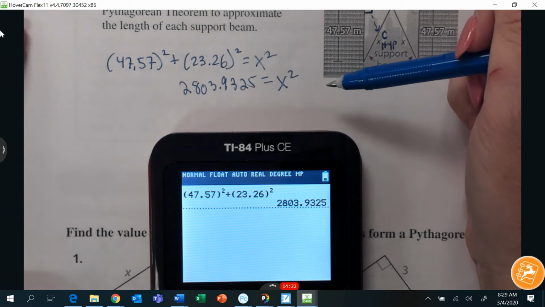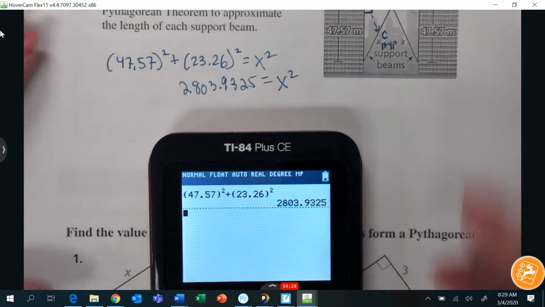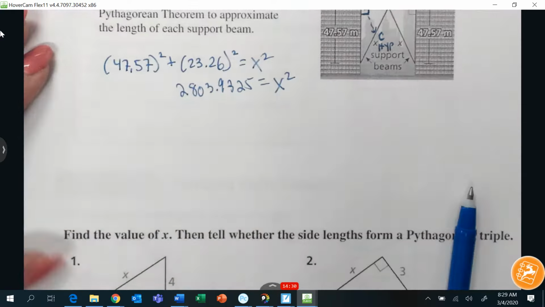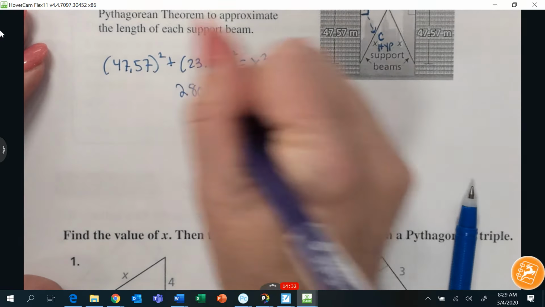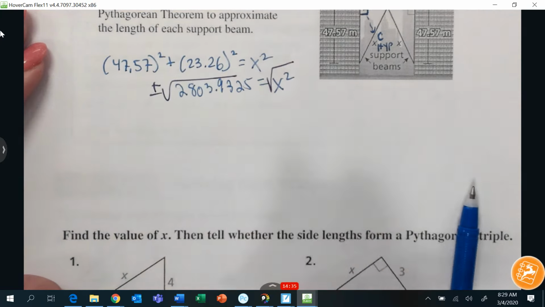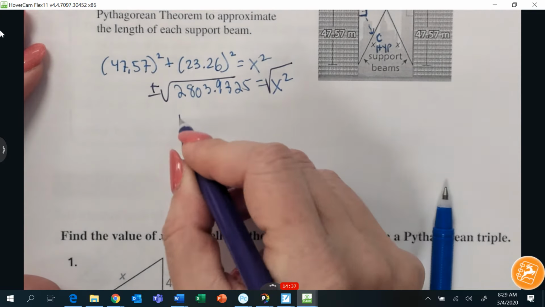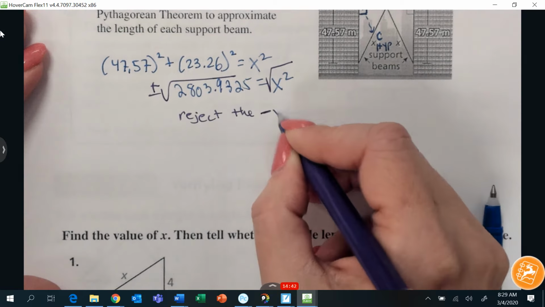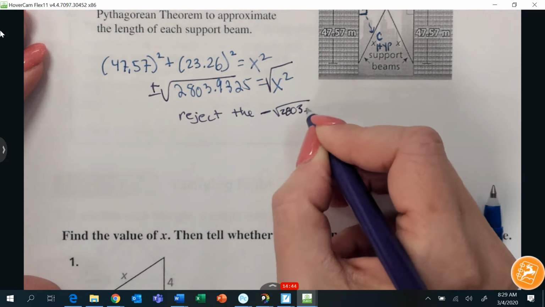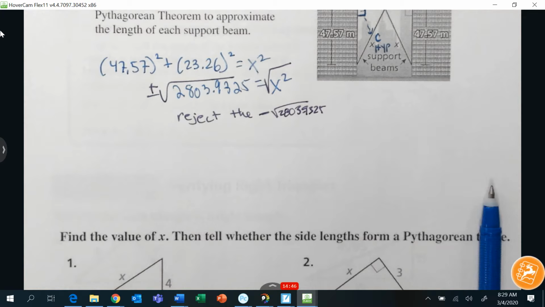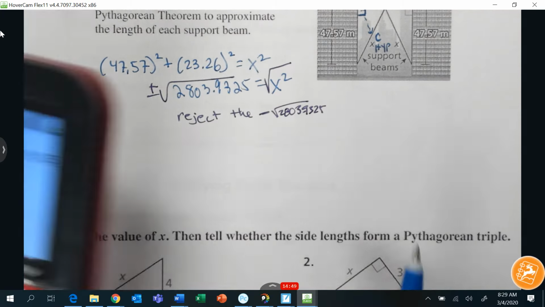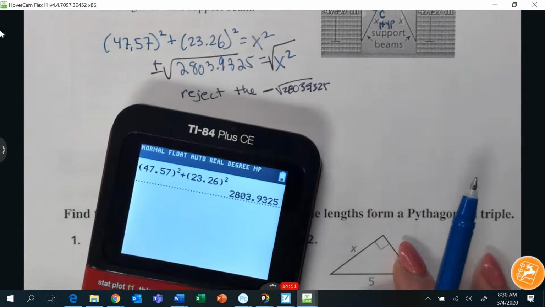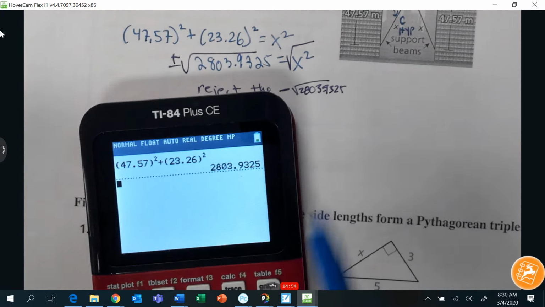Jesse, what's wrong? With that, you have to square root both of those. Oh, yeah. I need to square root still. And what do I do if I square root? Plus minus. But what am I going to do with the minus? Reject the negative. Now, since this is such an awful number, it's already decimals, I'm just going to find the decimal answer. We're not going to try to simplify this one.